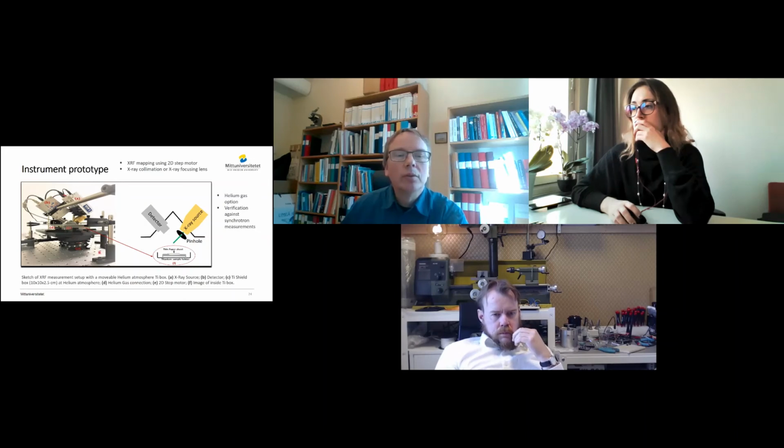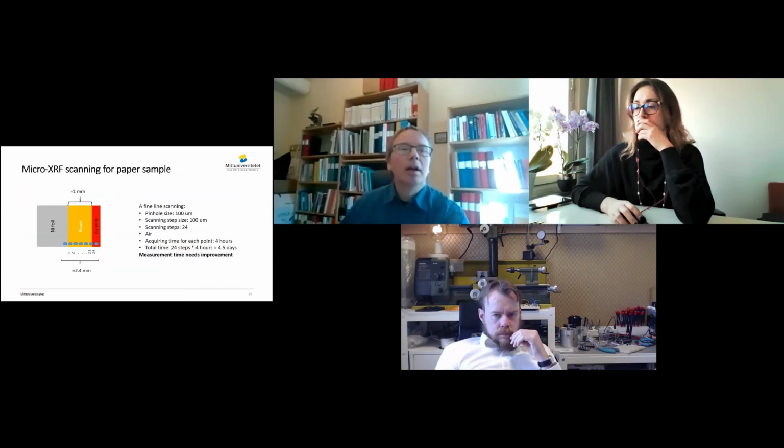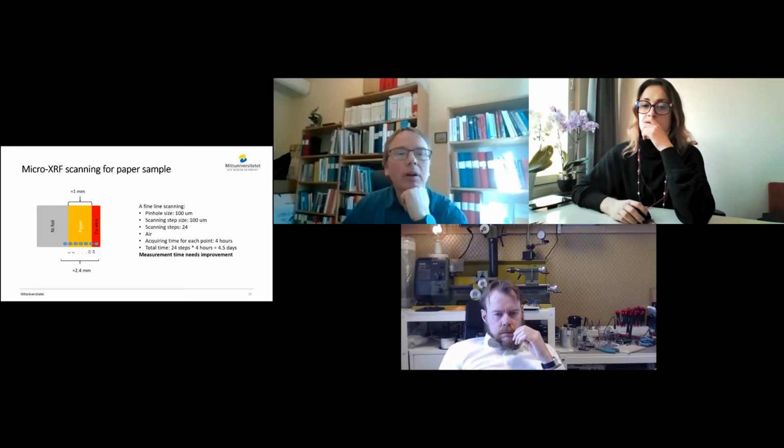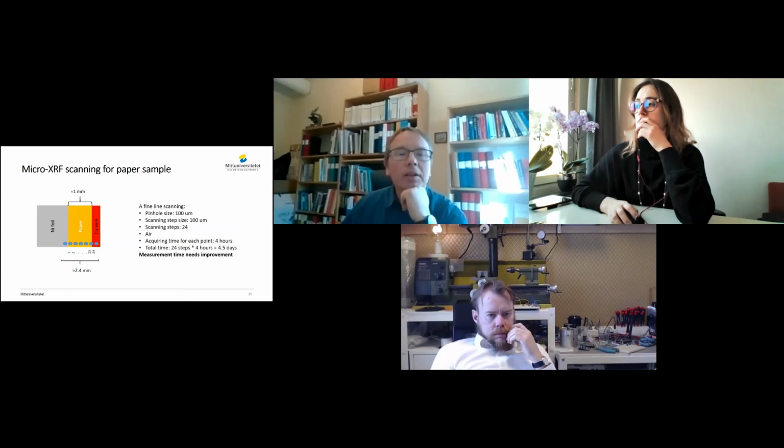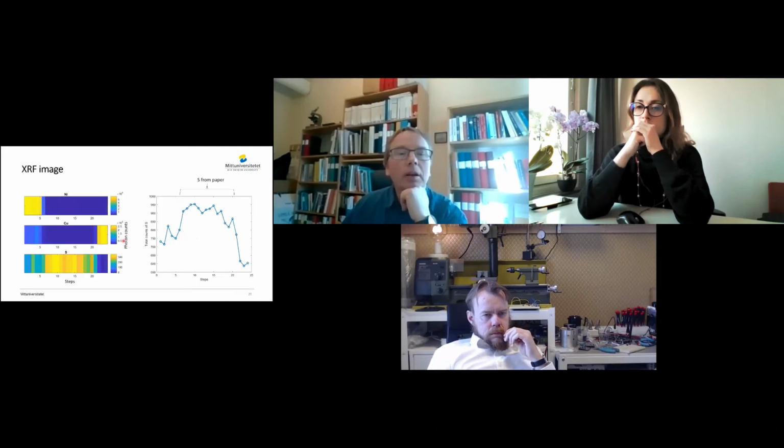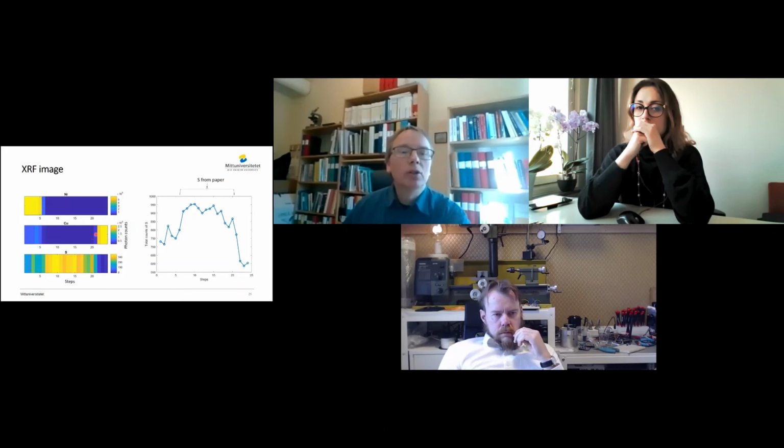motors to move the sample. And we tested with just a nickel foil, some paper, and some copper wire to see that we can achieve imaging. And what we got, if we just highlight the parts of the spectrum where we have the nickel, the copper, and the sulfur, then we can see that we reproduce this.